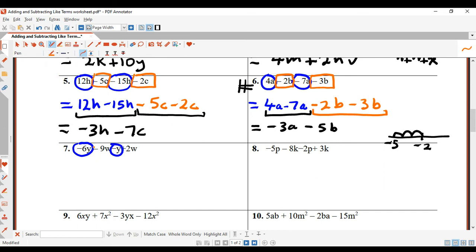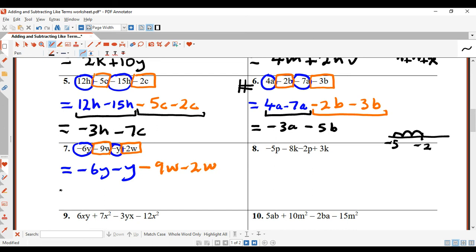Then the other pair of terms, we've got negative 9w and positive 2w. So let's put those together now, collecting the like terms. So the negative 6y and the negative y go together. And then the negative 9w minus the 2w goes together.